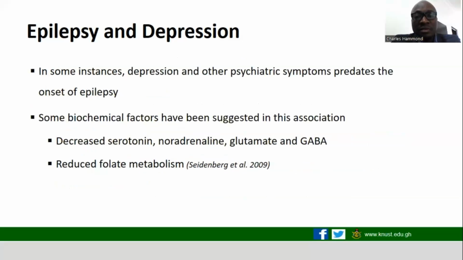In some instances, the depression and other psychiatric symptoms predate the onset of the seizures. So this is to say that you can't always blame the seizures for the depression, and that there may be an underlying factor which is driving both conditions. So some biochemical factors have been suggested in this association, and they include decreased concentrations of serotonin, adrenaline, glutamate, and GABA, and then also reduced folate metabolism. These have all been associated with both depression and seizures.